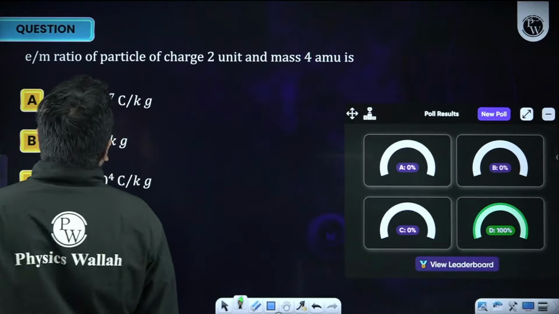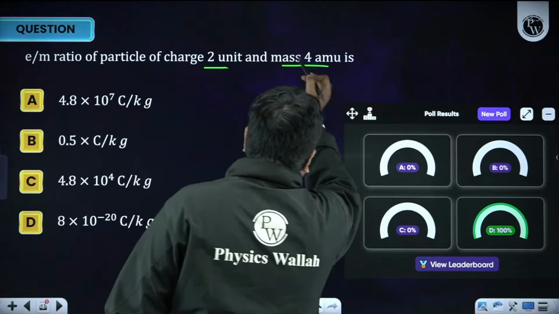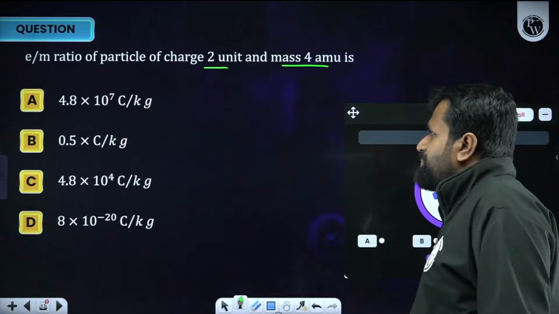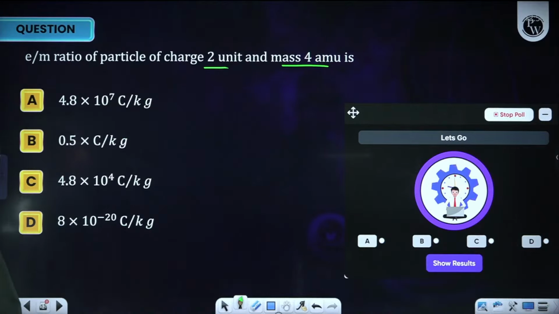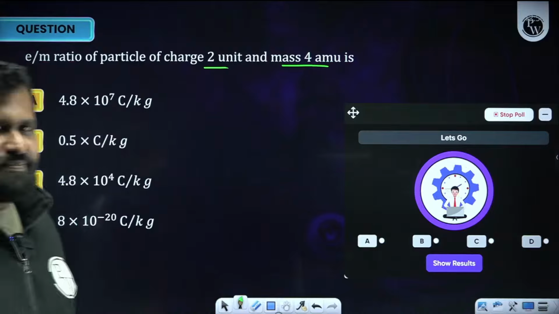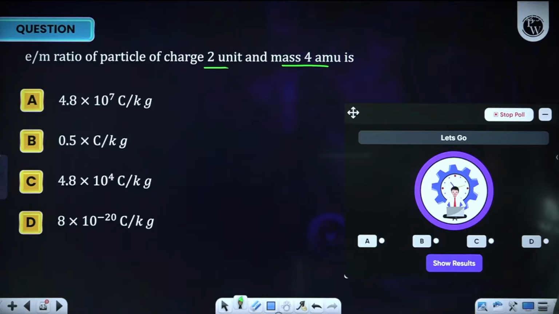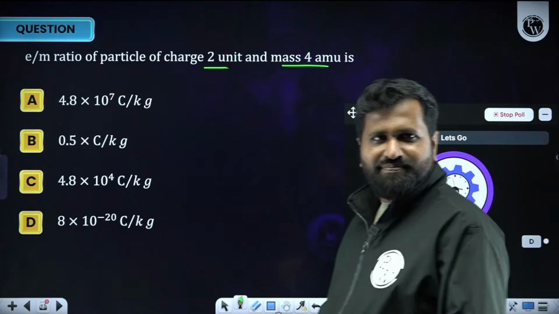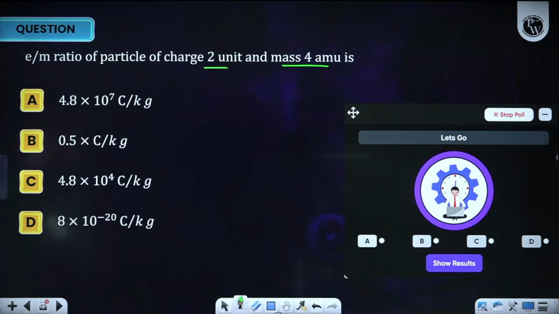Next question. E by m ratio of particle of charge 2 unit and mass 4 AMU. Very easy question. E by m ratio of particle of charge 2 unit and mass 4 AMU.